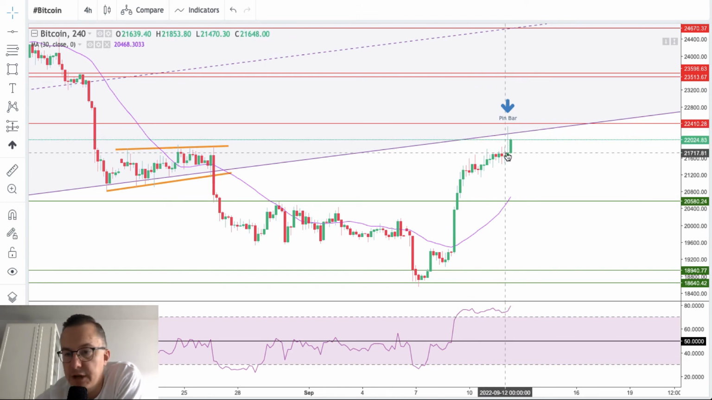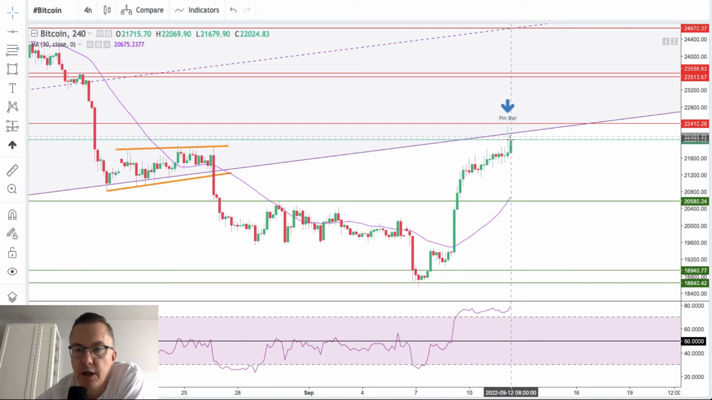Now we need a confirmation. We need a pin bar confirmation here. So the next candle should be red, closing below the close of the pin bar candle. Otherwise, this pin bar will be invalidated, and that's a very strong signal from the market that the bulls are in charge and they want higher prices.